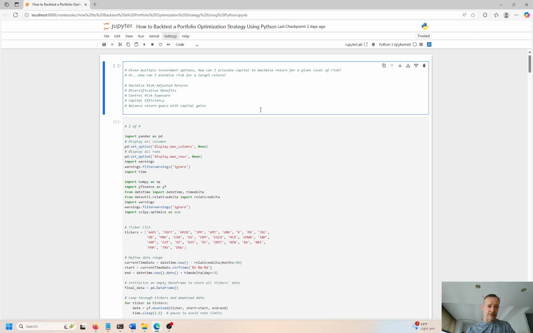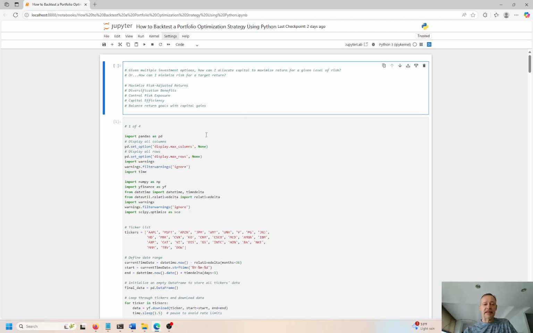You want to spread your money around a little bit. We want to control for risk exposures, make our capital very efficient and very liquid, and how we move in and out of these different stocks is going to help us achieve our goal of higher returns, right? And balance the return goals with capital gains.